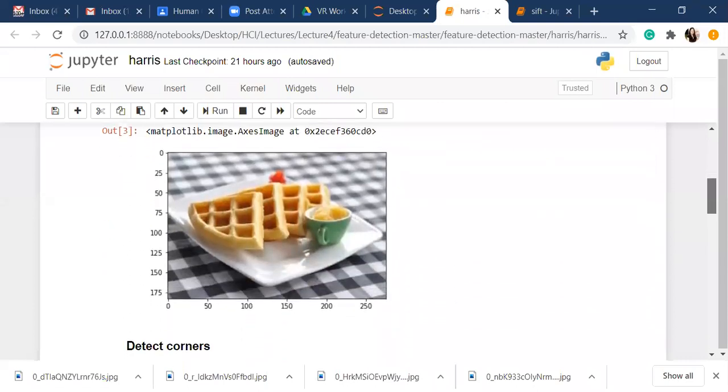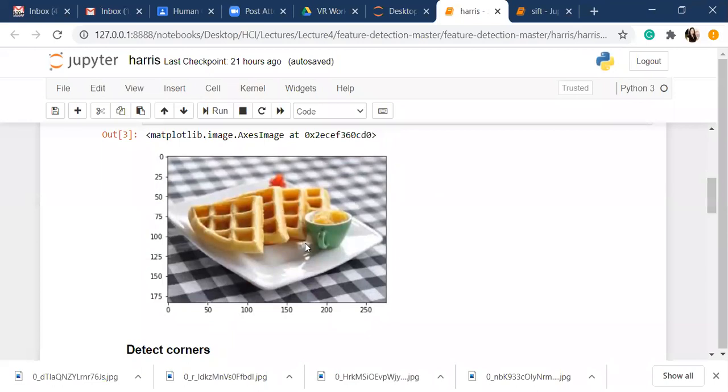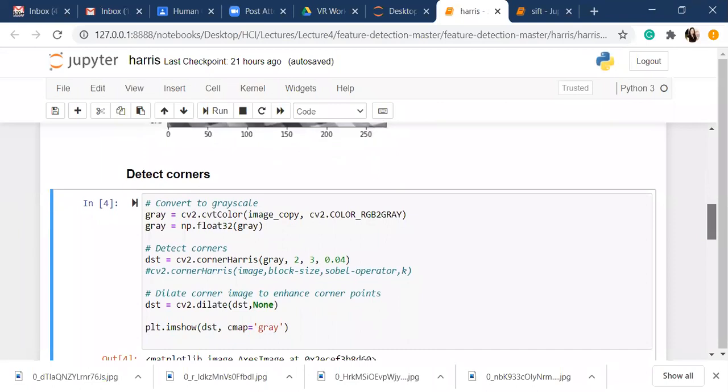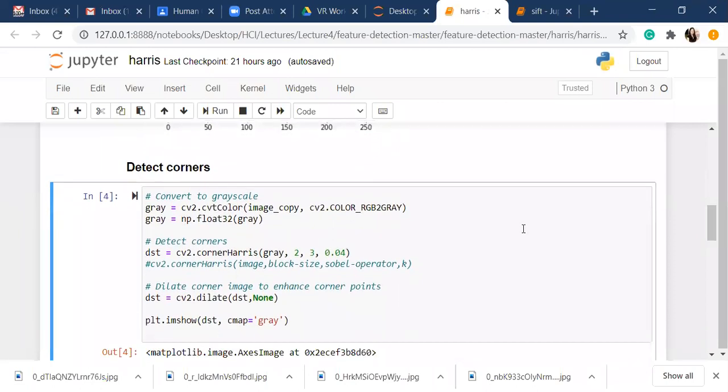Now it is a colored image, as you can see. So how to detect the corners? As I told you, you have to convert it into grayscale. This is the command, cvtColor on the image copy that you created in the upper line, with cv2.COLOR_RGB2GRAY. It will directly convert your color image that has 3 channels into 1 channel, that is black and white.